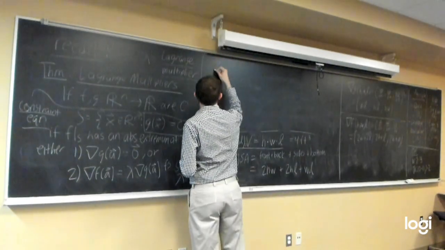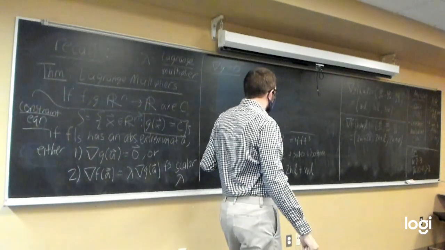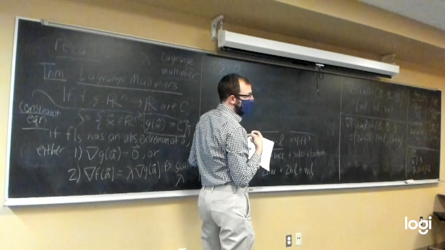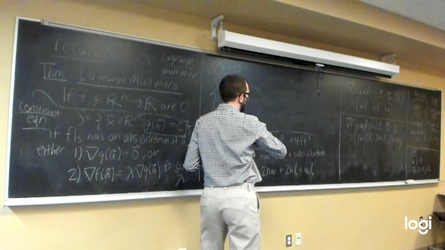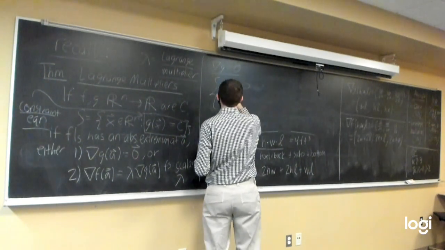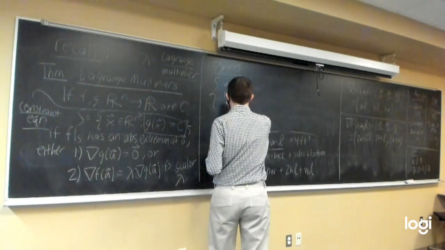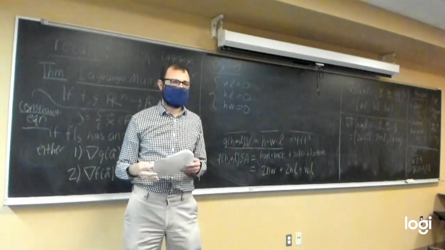Let's start by finding where the gradient of G is going to be 0. If we set the gradient of G equal to 0, meaning the 0 vector, that's going to give us a system of equations where W times L has to be 0, H times L has to be 0, and H times W is equal to 0.